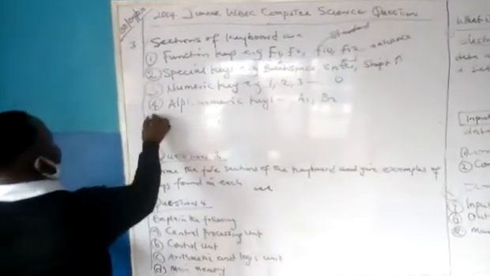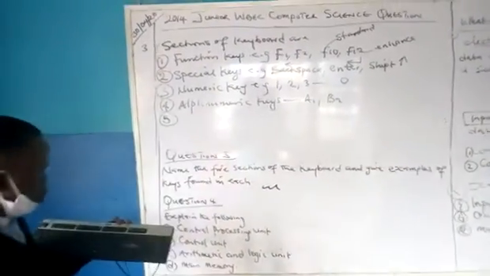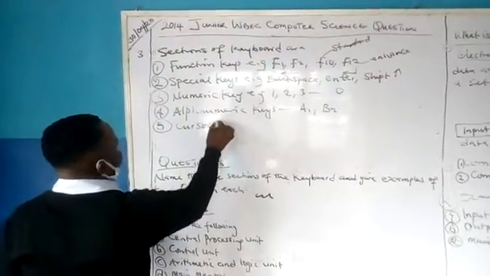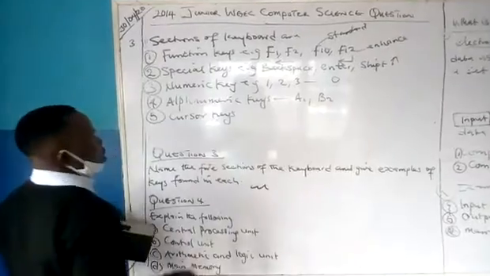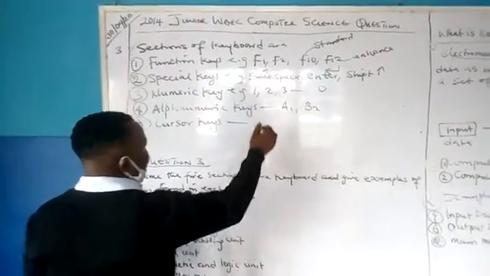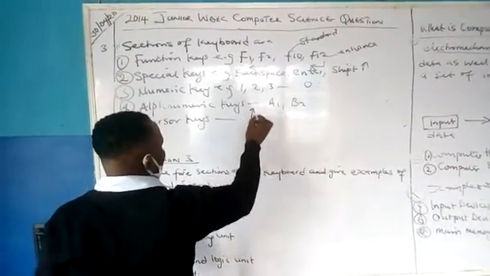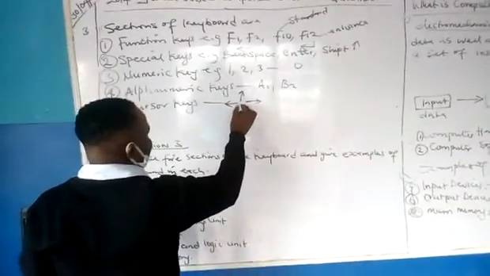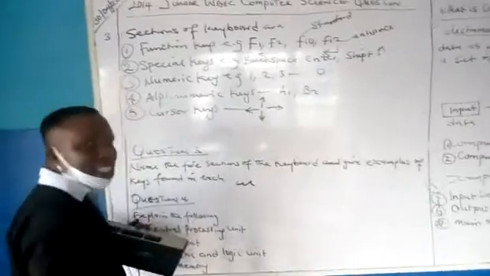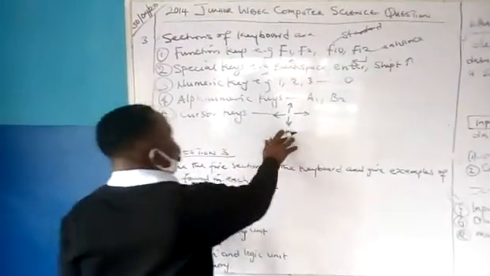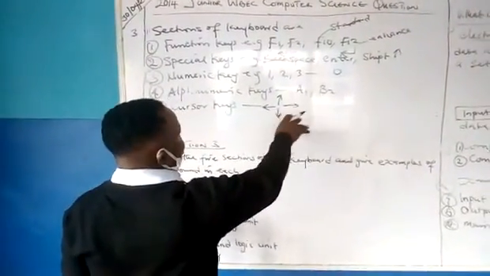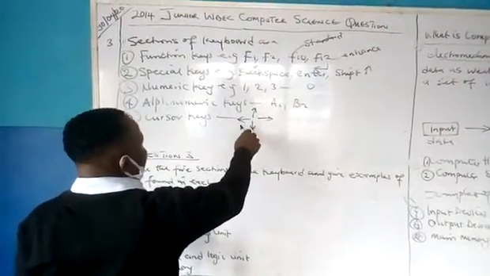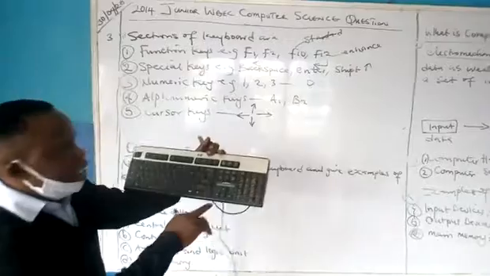Then lastly, because we are asked to give 5, we have the cursor keys. Cursor keys are like, you see an arrow pointing up, one to the left, the other one to the right, the other one pointing downward. It helps to move the cursor on the monitor, just like a mouse moves the cursor, so this cursor key moves the cursor. Look at it down here.